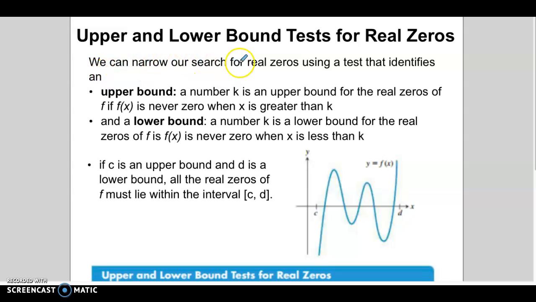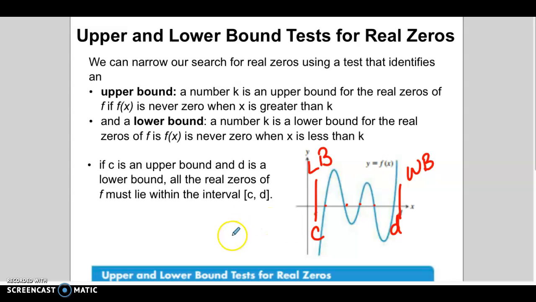So we can narrow our search for our real zeros using a test that identifies what we call an upper bound, or a number k that is an upper bound for the real zeros of the function. So this would be our upper bound, and a lower bound. So here's our lower bound, here's our upper bound. So if C is an upper bound and D is a lower bound, all the real zeros must lie within that interval from C to D.